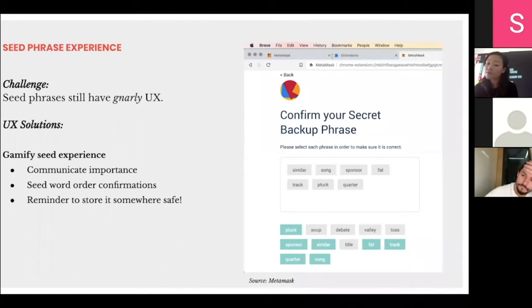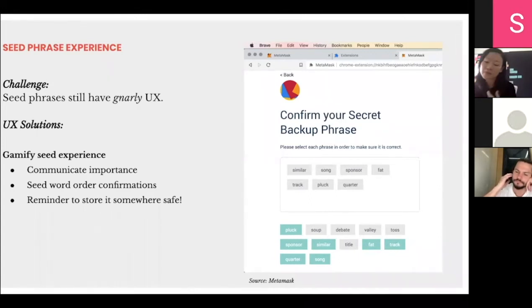But in terms of the gravity of this moment, you might actually want to design a moment where the user has to take a little more time to think about it or to write it down, just to communicate the gravity of that moment itself. And obviously, a reminder to store it safe.